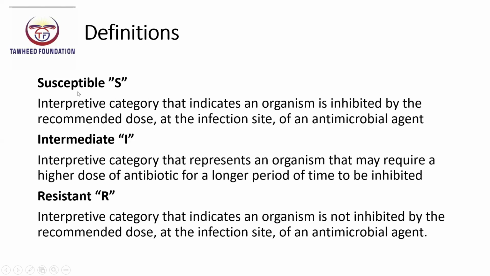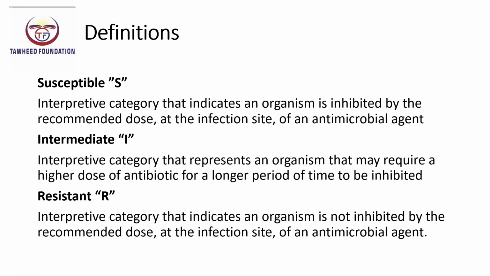Susceptible based on determined MIC values. Bacteria are classified as susceptible, which is treatable with standard dosage; intermediate, possible clinical efficacy at higher doses; or resistant, drug likely ineffective. So susceptible is the interpretive category that indicates an organism is inhibited by the recommended dose at the infection site of an antimicrobial agent.